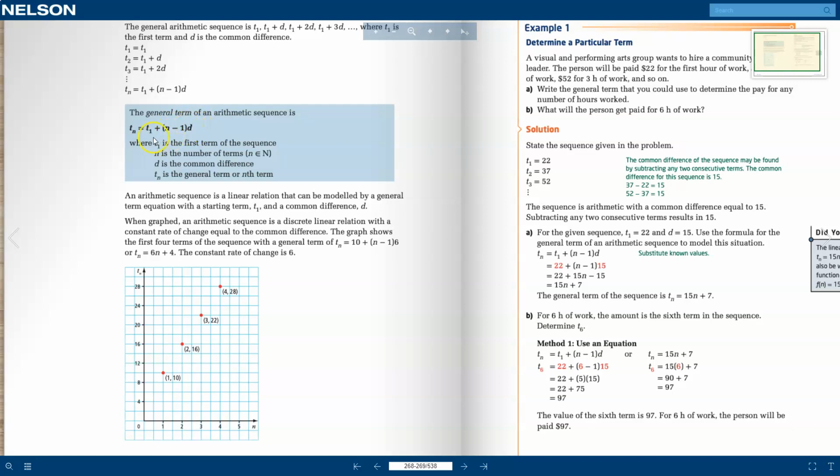And Tn is the general term for that n value. So if we're looking at whatever the n value is, we'll look at a few examples of these.